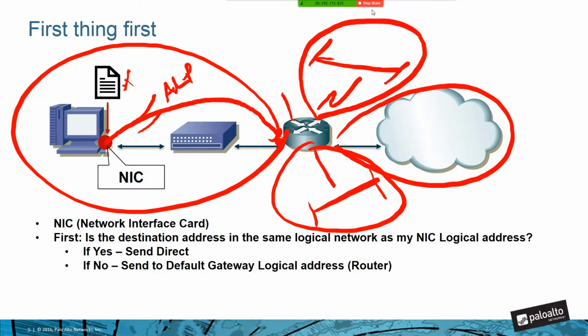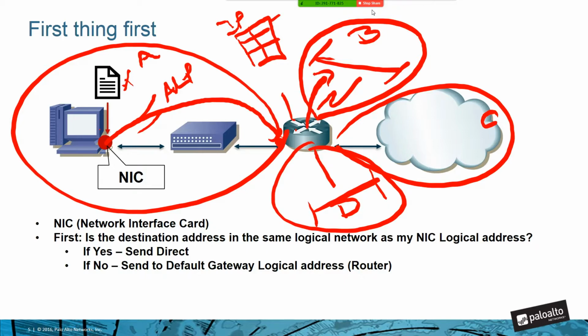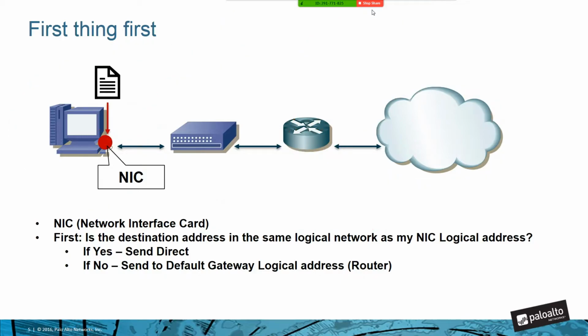The router will take a look at its IP table and figure out which direction to send it. So if this is network A, this might be network B, this might be network C, this might be network D. Right here on this table, depending upon the destination address, it may very well go to that network, it may very well go to this one or that one. That is the first step. That is the basic interaction between your network interface card and the rest of the network. It's important that you understand that.